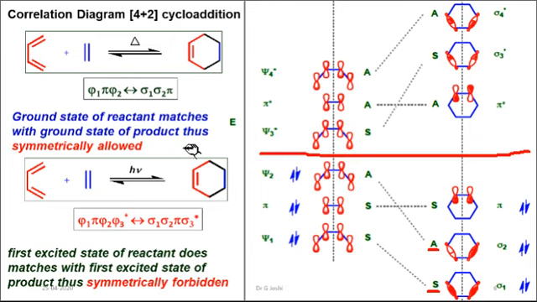So under thermal condition, the ground state of reactant matches with the ground state of product, hence it is symmetrically allowed. Psi 1, pi, psi 2 clearly match with sigma 1, sigma 2 and pi, whereas under photochemical condition, the first excited state of reactant does not match with the first excited state of product, hence it is symmetrically forbidden. Therefore 4 plus 2 addition will be thermally allowed. A similar trend we have already discussed during electrocyclization, where a 4 plus 2 system is thermally allowed and a 2 plus 2 system is photochemically allowed.